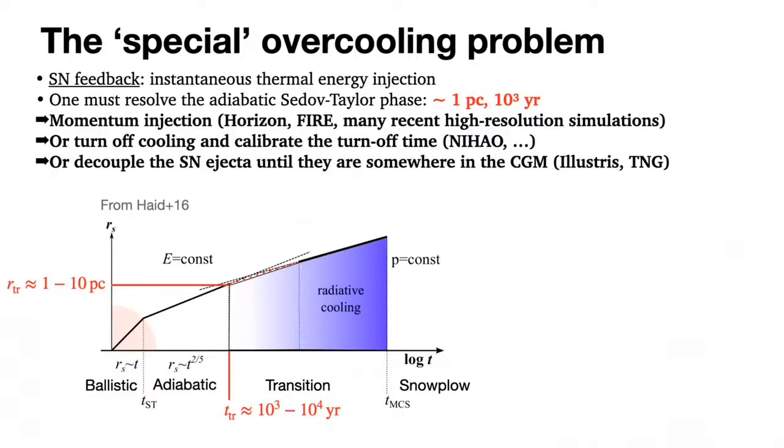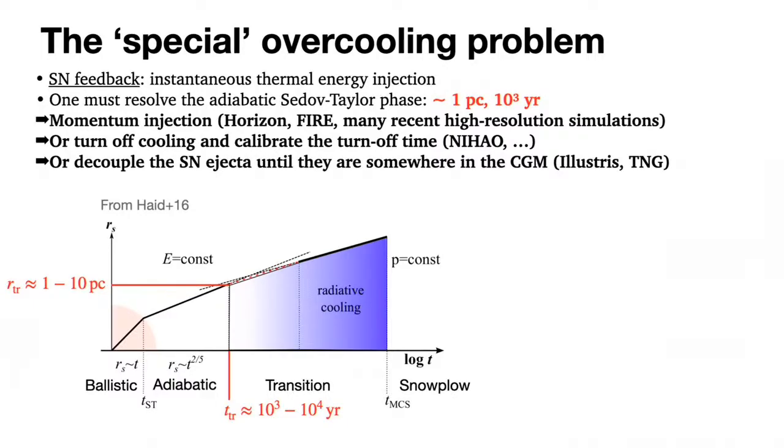You can also express the supernova overcooling problem in terms of the Sedov-Taylor explosion. A supernova explosion has several phases. First there is a ballistic phase where you just have ejection of gas at tens of thousands of kilometers per second. That thermalizes and you get this adiabatic phase where you just have the pressure of the gas, which is pushing out.